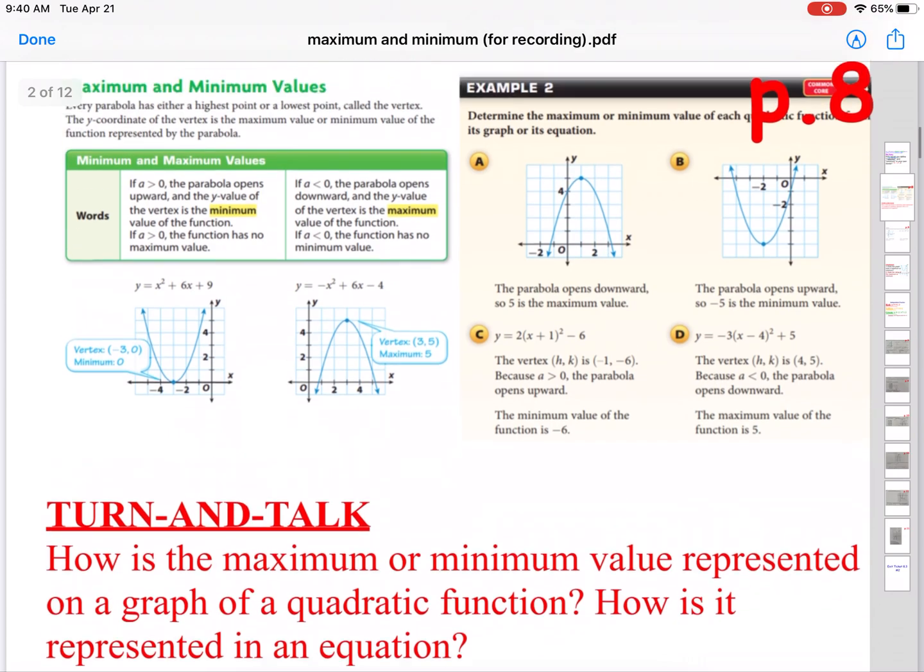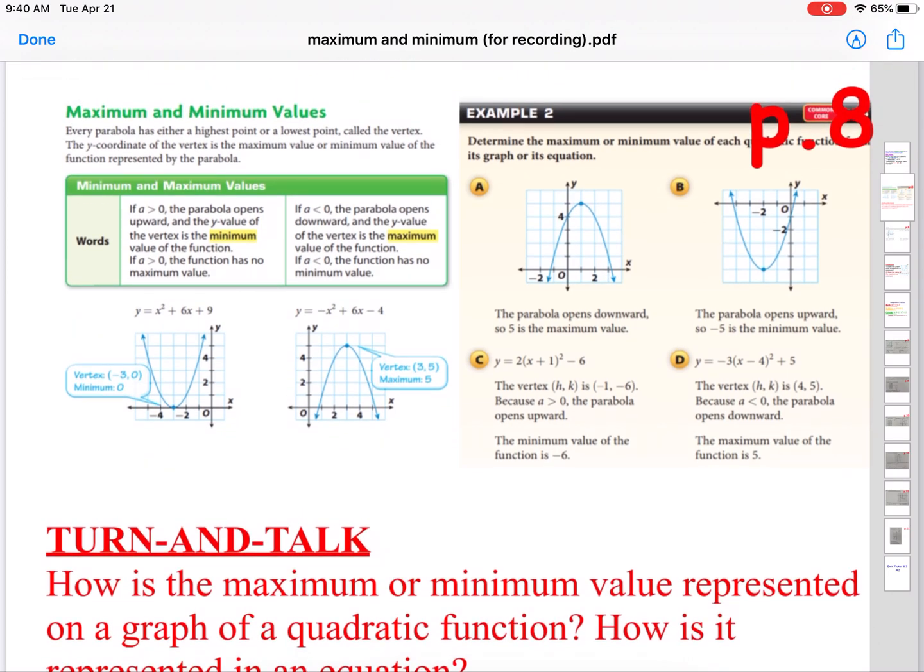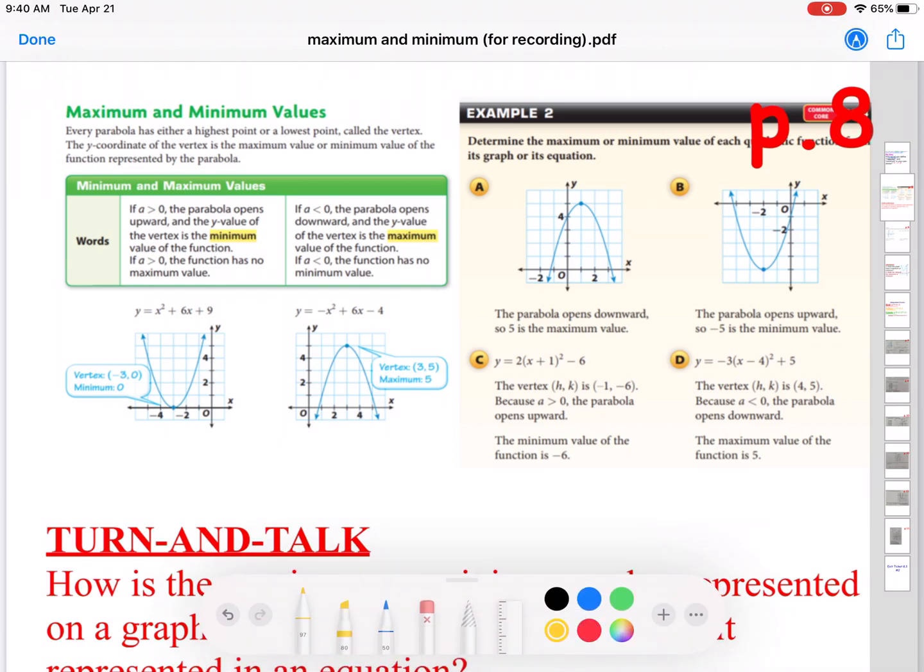For today's lesson, you should be looking at your graphing quadratic functions packet on page 8. Our notes here say every parabola has either a highest point or a lowest point, which, as we learned in the last two lessons, we call the vertex or a turning point. The y-coordinate of the vertex is the maximum or the minimum value represented by the parabola. So again, if we can identify the vertex and pick out the y-coordinate, we'll be able to identify our maximum and our minimum. In this box right here, they give you a little hint for how to identify the maximum or minimum by comparing it back to standard form.